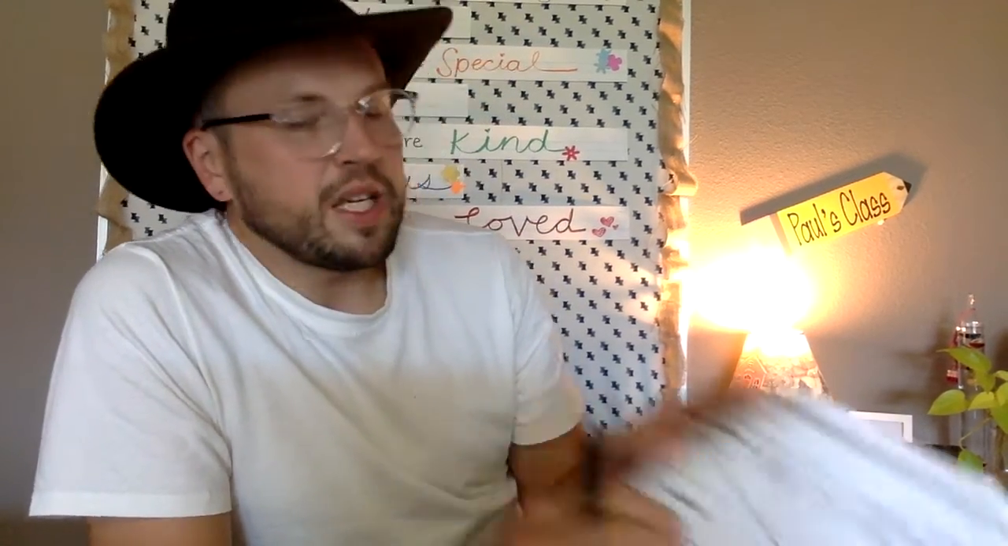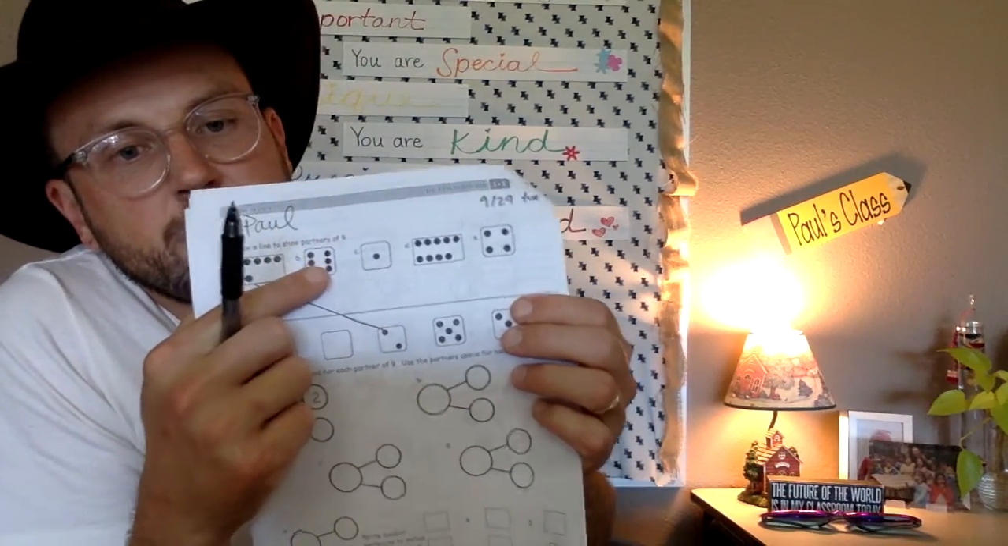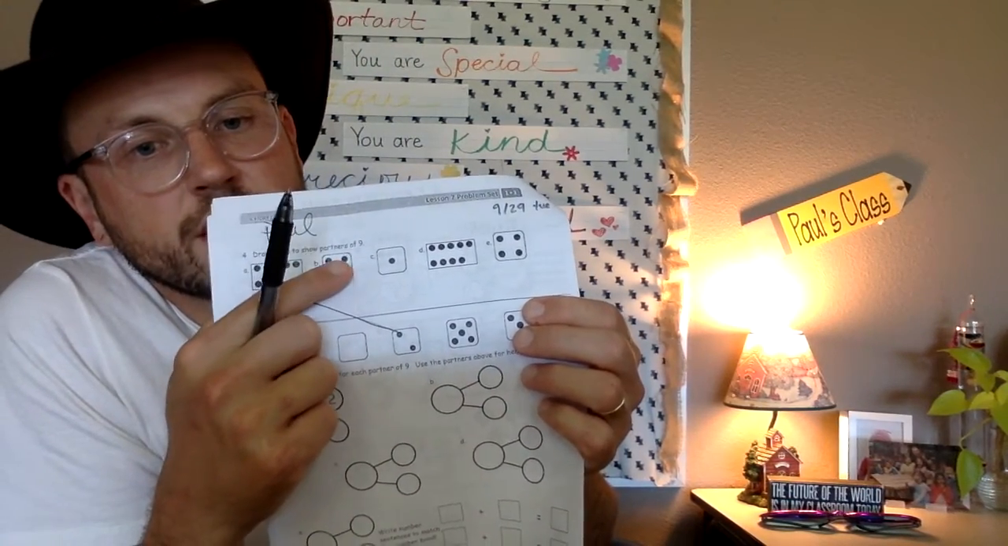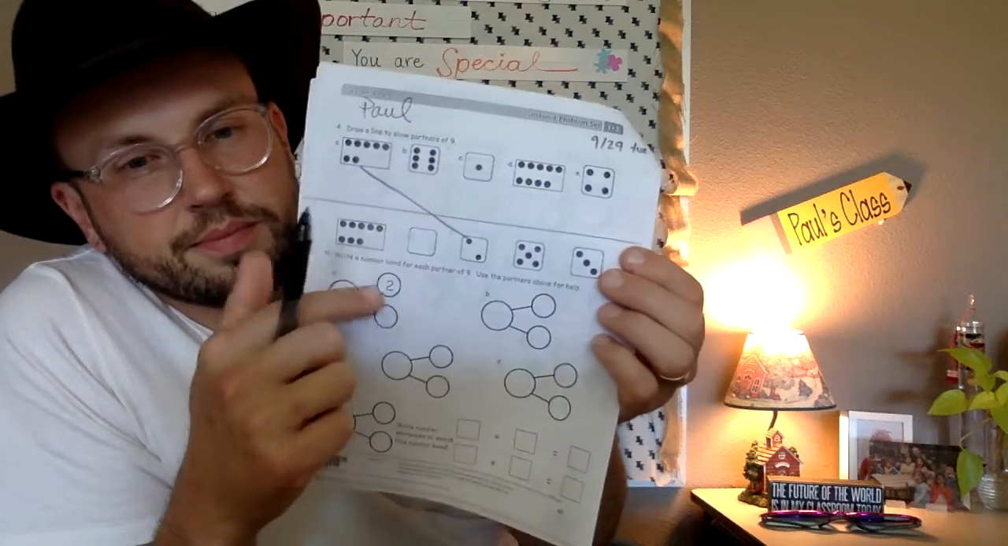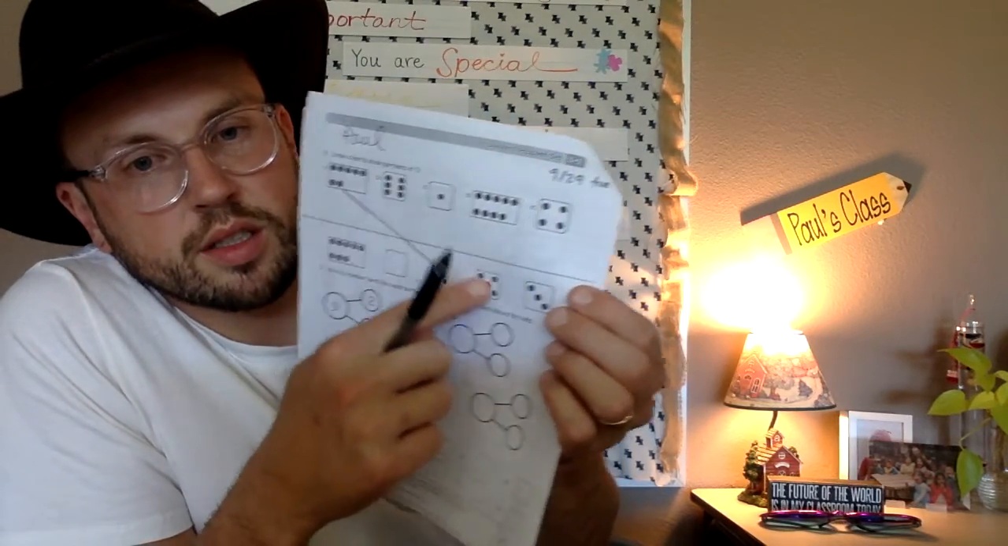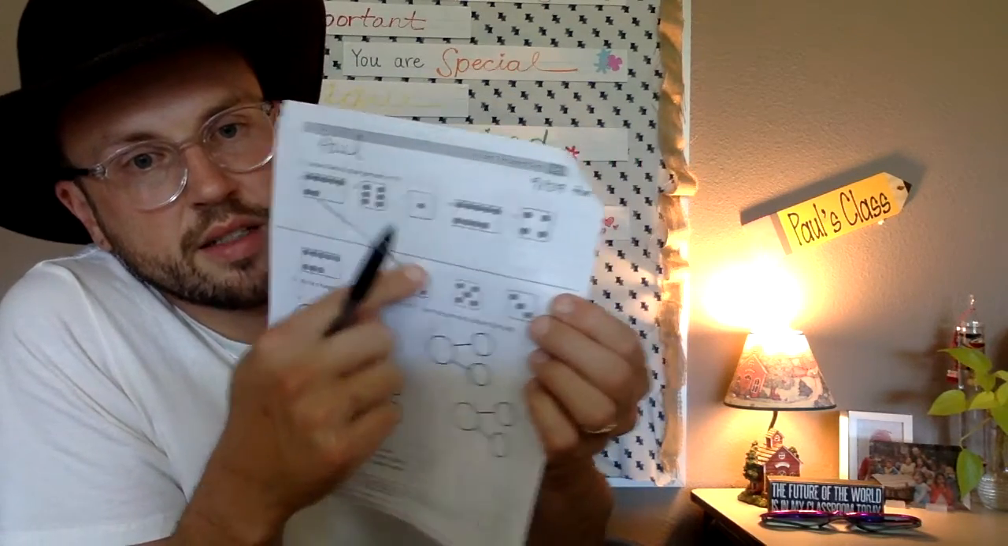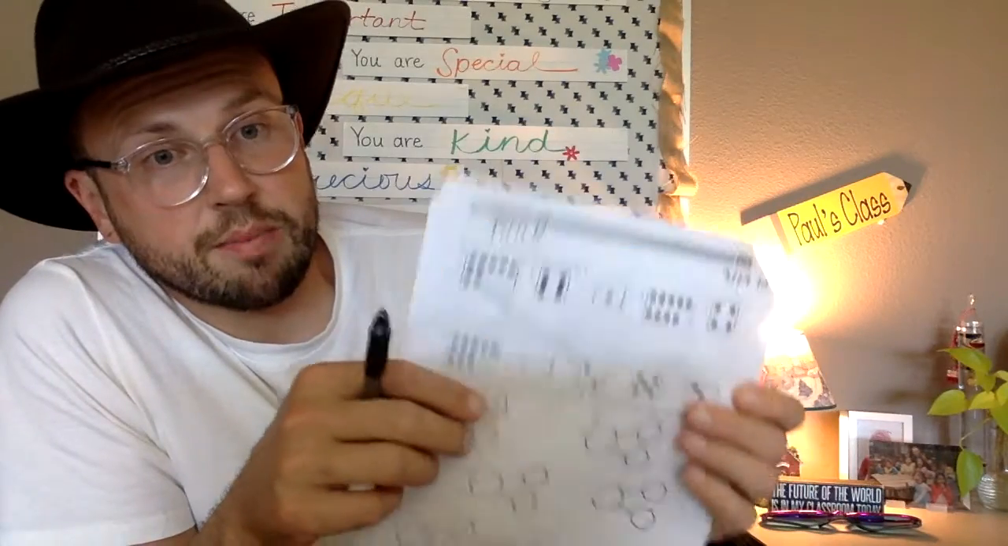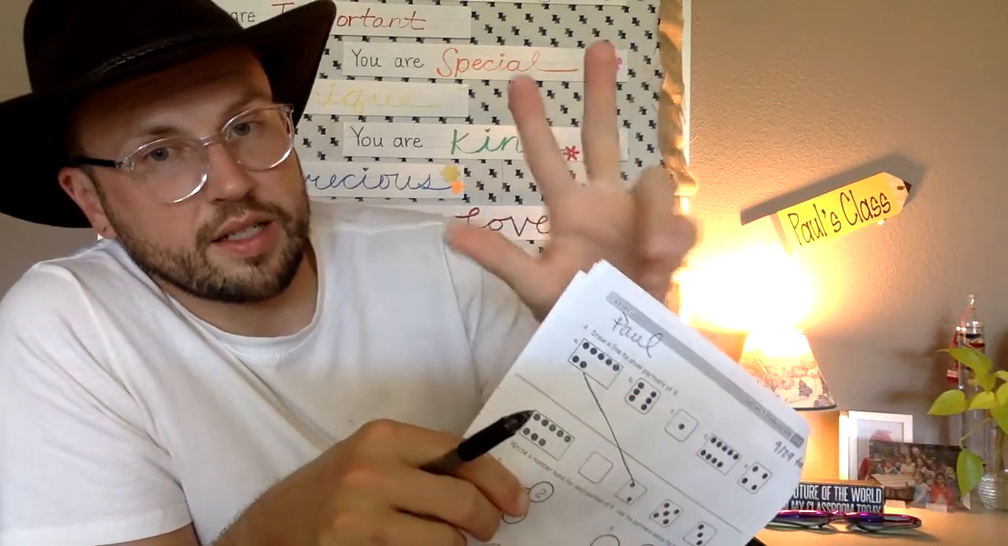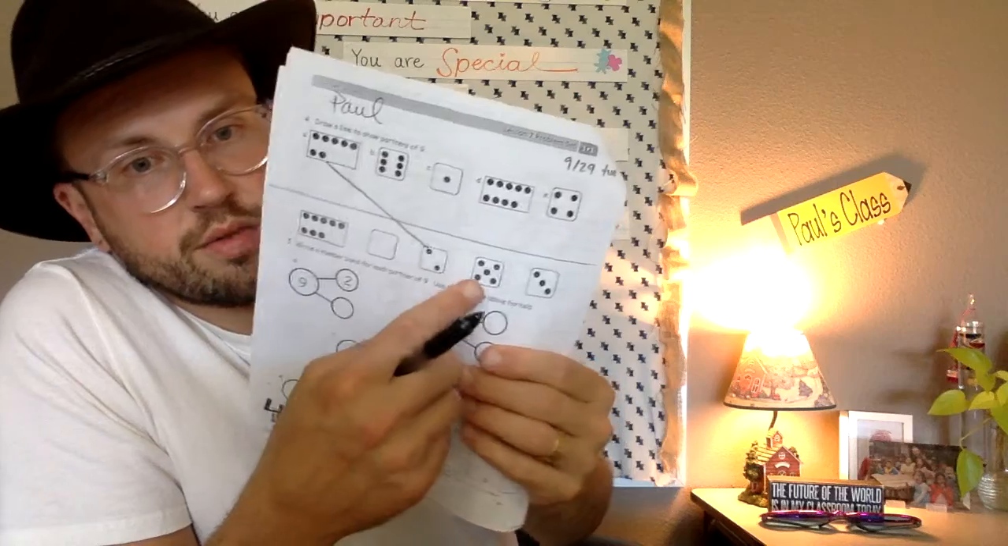Now, B. How many dots are in B? 1, 2, 3, 4, 5, 6. Okay, how many more do I need to make 9? So 6 of something, 7, 8, 9. You need 3. So find the 3 and draw a line to it.